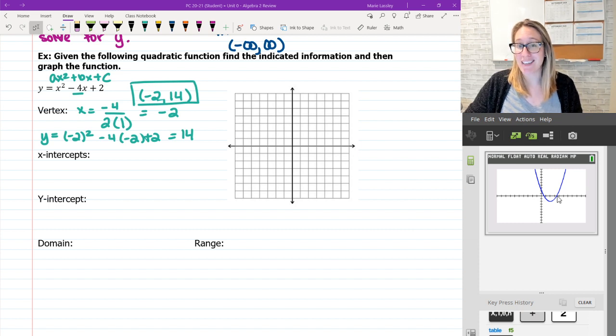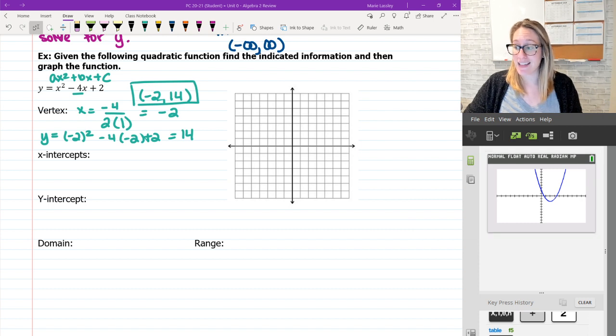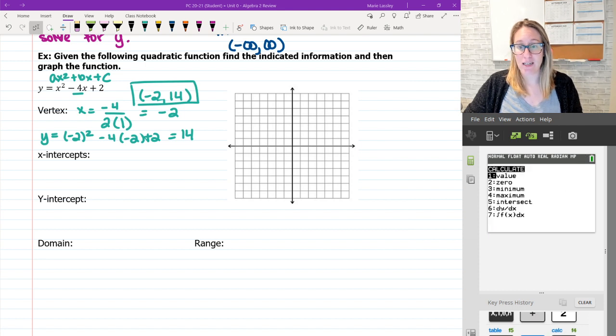So I'm going to use the calc feature in this calculator. It's right above the word trace. If I hit second and then that trace button, it's going to pop up with the calculate features, and I want to find a 0. Another word for x-intercept is a 0 of your function. So that's what I want to find.